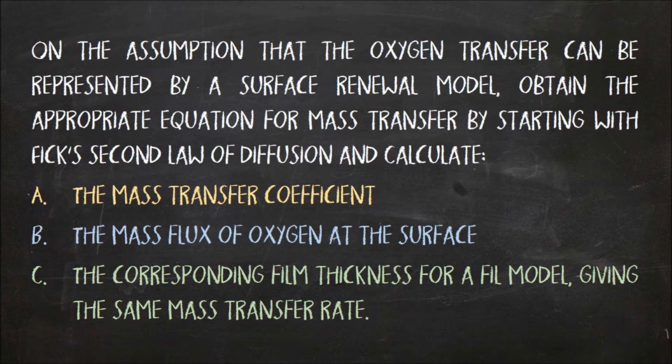On the assumption that the oxygen transfer can be represented by a surface renewal model, obtain the appropriate equation for mass transfer by starting with Fick's second law of diffusion, and calculate A, the mass transfer coefficient, B, the mean mass flux of oxygen at the surface, and C, the corresponding film thickness for a film model, giving the same mass transfer rate.